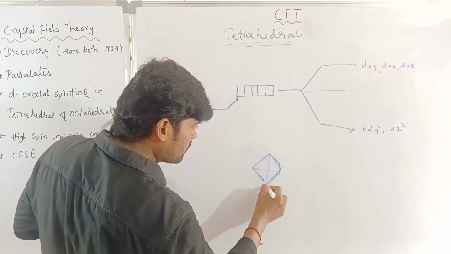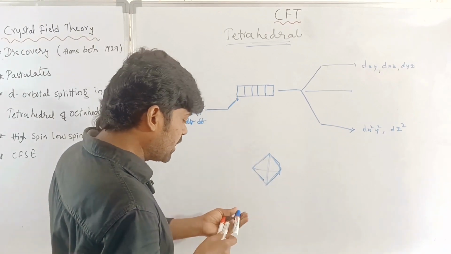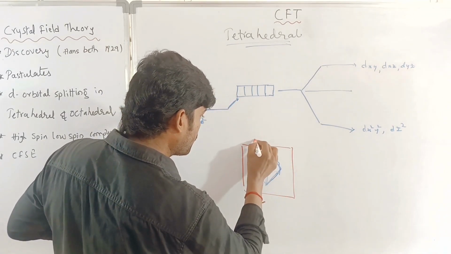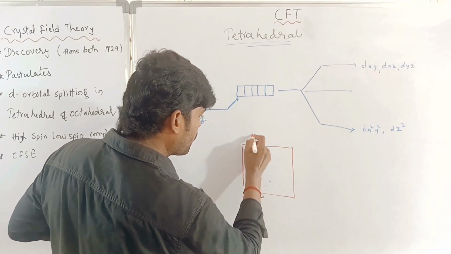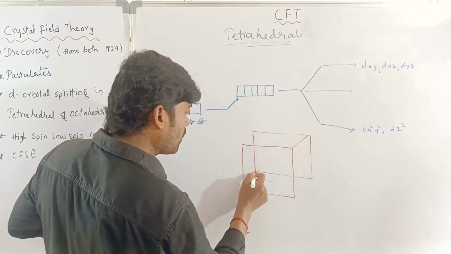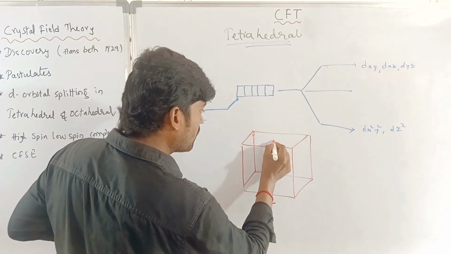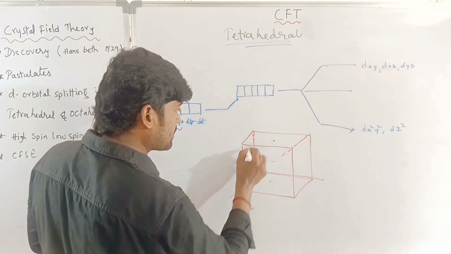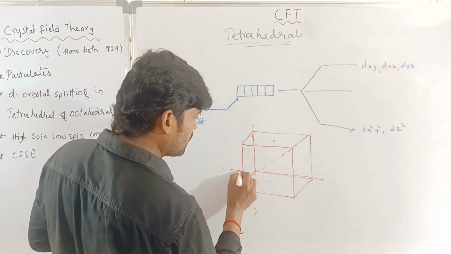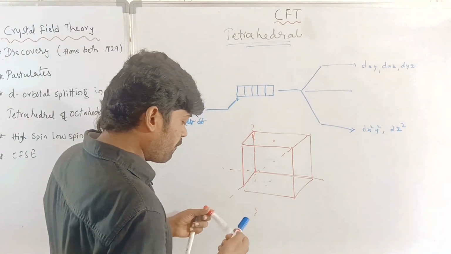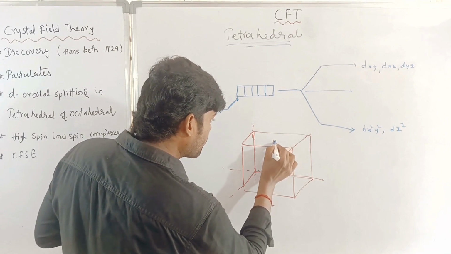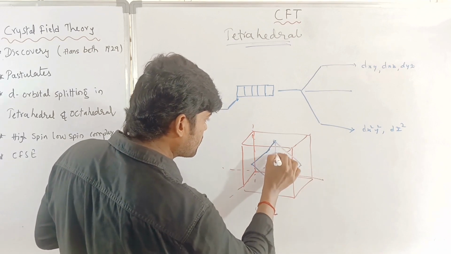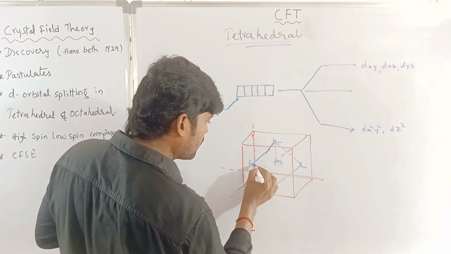This is a tetrahedral structure. I am taking this tetrahedral structure and keeping it in a cube. This is the cube. These are the axes, X, Y, Z. When a tetrahedral structure is there, this is the tetrahedral structure. This is the metal atom. Here are ligand, ligand, ligand and ligand.